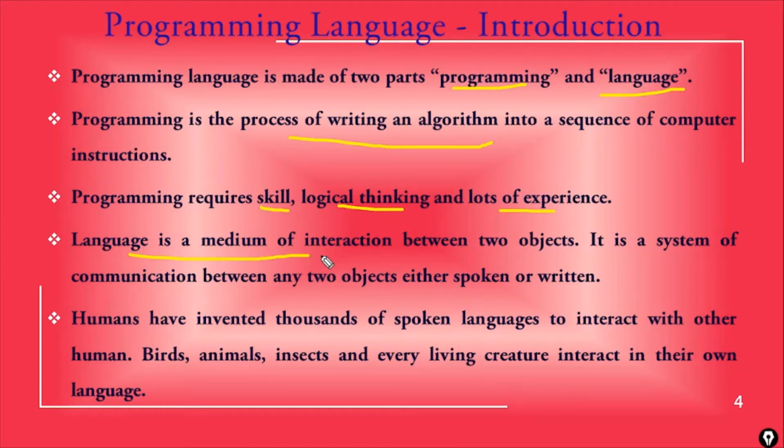If you want to interact with another person, we can use either Telugu, English or Hindi. Language is the medium of interaction between two objects, a system of communication, either spoken or written. By speaking, we interact with another person. Likewise, by writing programs, we can interact with the computer. Humans have invented thousands of spoken languages to interact with other humans. Birds, animals, insects and every living creature interact in their own language.